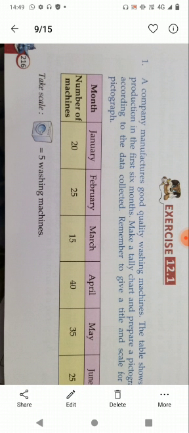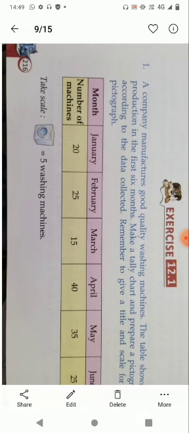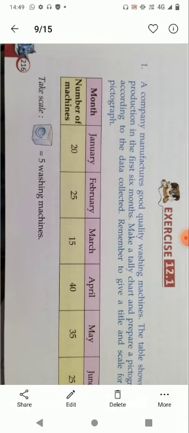A company manufactures good quality washing machines. The table shows production in the first 6 months. Make a tally chart and prepare a pictograph according to the data collected. Remember to give a title and scale for the pictograph.